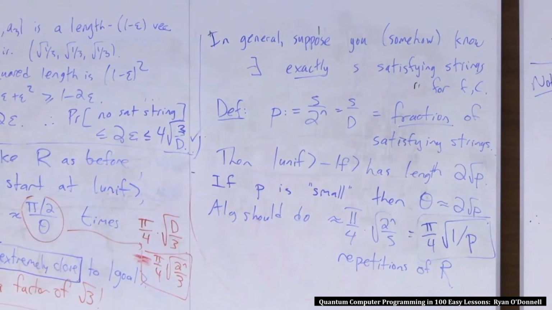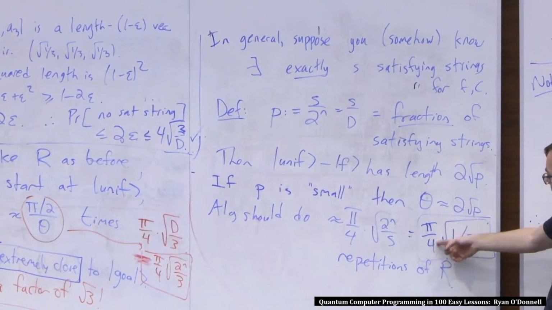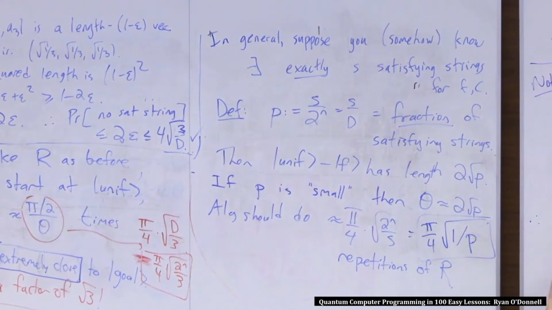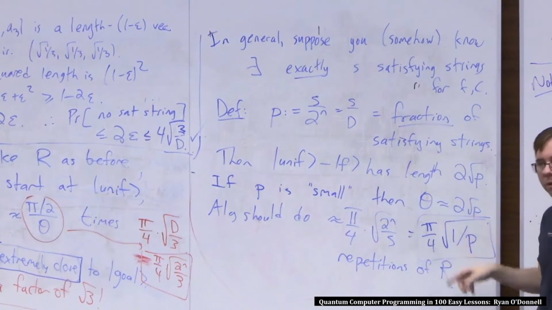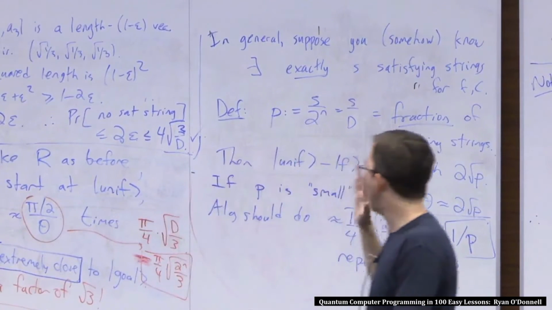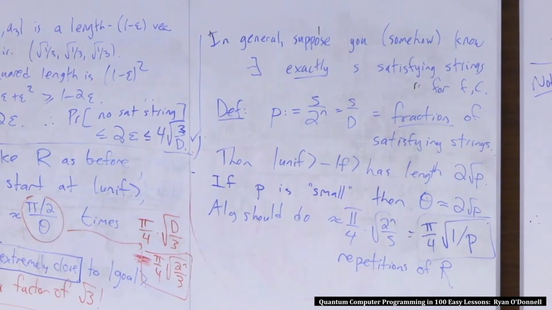So if p is the fraction of satisfying strings, then this is the number of repetitions of R you need to do. This is 0.70 something. The main thing is square root 1 over p. And remember, p is a small number. It's between 0 and 1, so its reciprocal is a big number, and this gets the square root of that. In our original Grover with unique sat, p was 1 over 2 to the n, and therefore its reciprocal is 2 to the n, and that's how we had pi over 4 times square root 2 to the n.